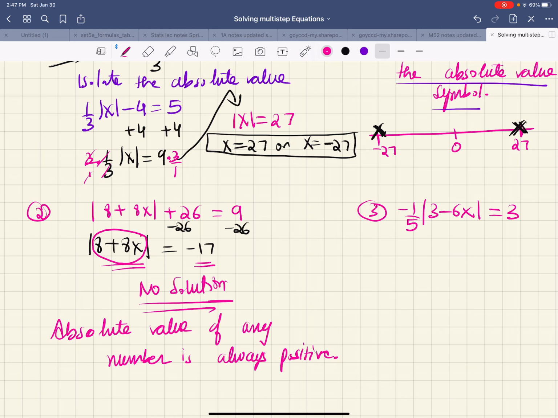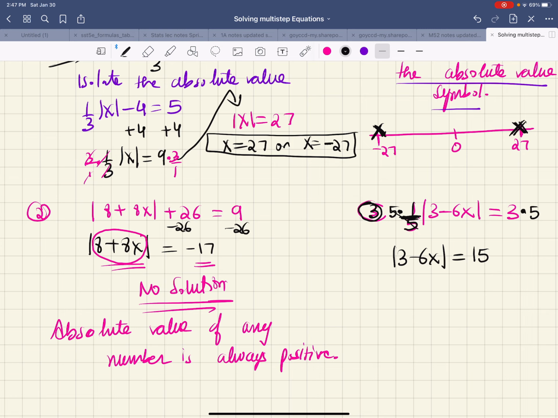Here we are with example number 6. My first goal is to isolate the absolute value. I'm going to isolate the absolute value symbol first. So it looks like I need to make this 1/5 go away from the left hand side. How would I make that 1/5 go away? I'm going to multiply both sides by 5. 1/5 times 5 is gone, and I'm left with the absolute value of 3 minus 6x equal to 15.